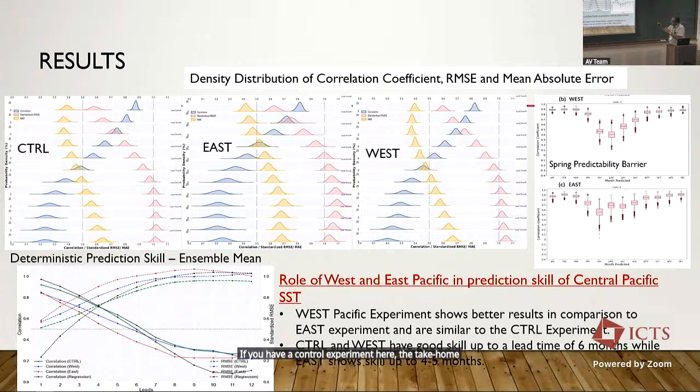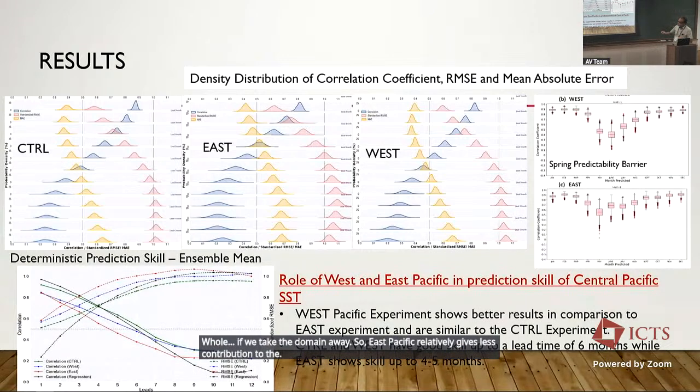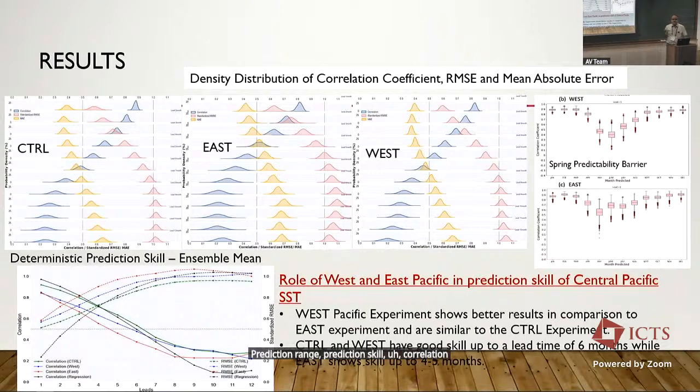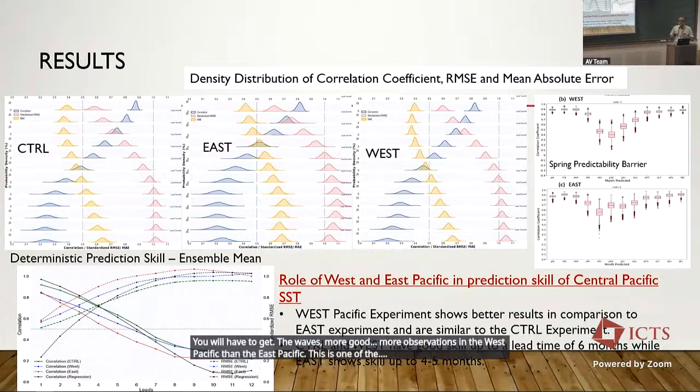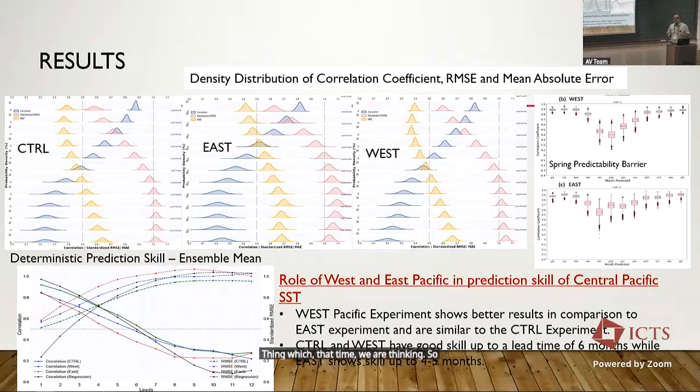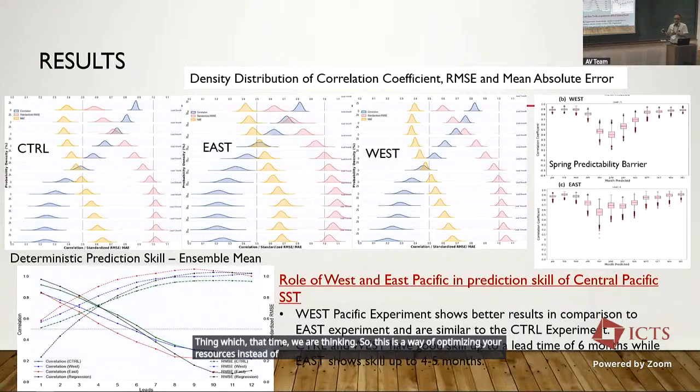Okay. So what I am trying to tell you here is that if you have a control experiment here, the take home message, lot of things I have kept, but the message here is that we find that the West Pacific experiments are much closer to the predictability of the whole domain. So East Pacific relatively gives less contribution to the prediction skill, correlation skill for the long range. So the point is, if you have to design your buoy system, for example, you will have to get more observations in the West Pacific than the East Pacific. This is one of the things we were thinking at that time. So this is a way of optimizing your resources instead of putting everything everywhere.